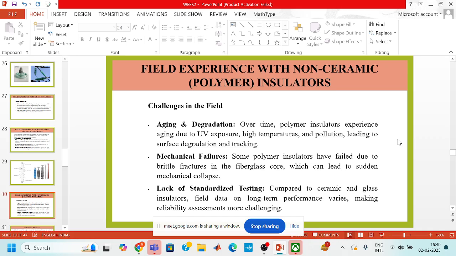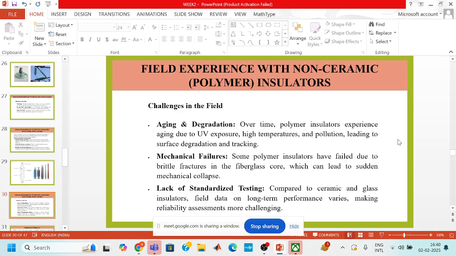There are also many challenges in the field, like aging and degradation. Over time, polymer insulators experience aging due to UV exposure, high temperature, and pollution, leading to surface degradation and cracking.